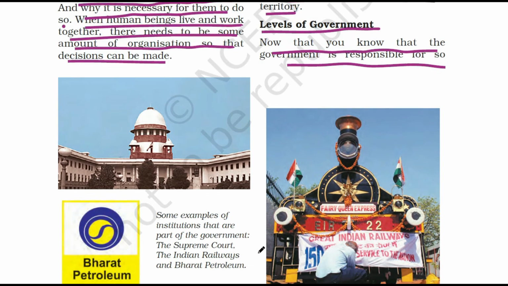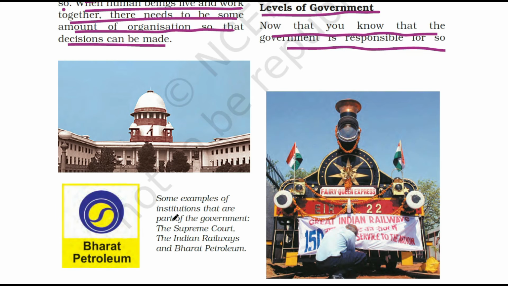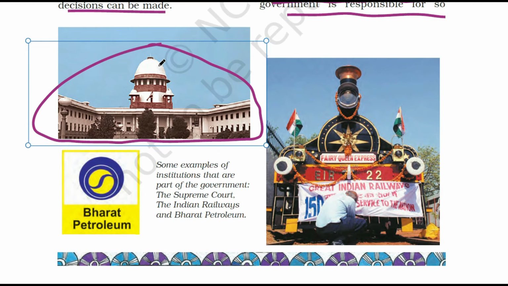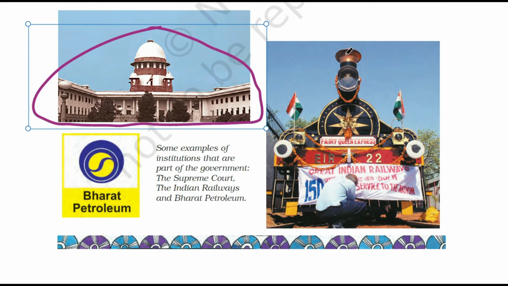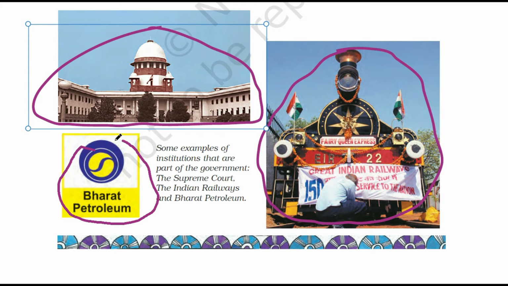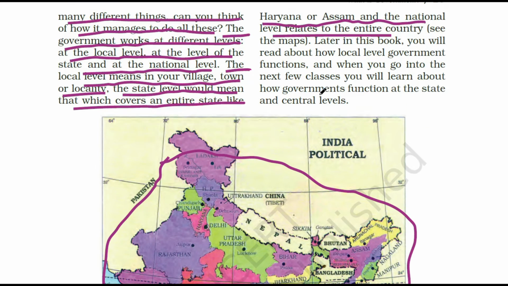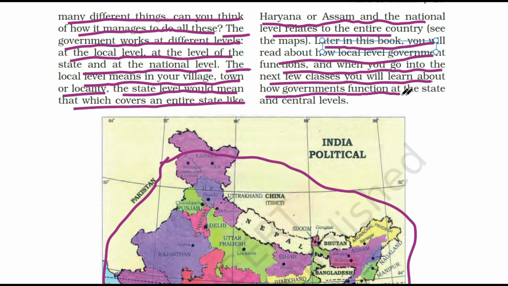Before we do that, some examples of institutions that are part of the government. The Supreme Court is part of the government, like we read, all the courts are part of the government. The Supreme Court is the topmost court in our country. And the Indian Railways is also part of the government, and Bharat Petroleum. Later in this book, you will read about how local level government functions, and when you go into the next few classes, you will learn about how governments function at the state and central levels.